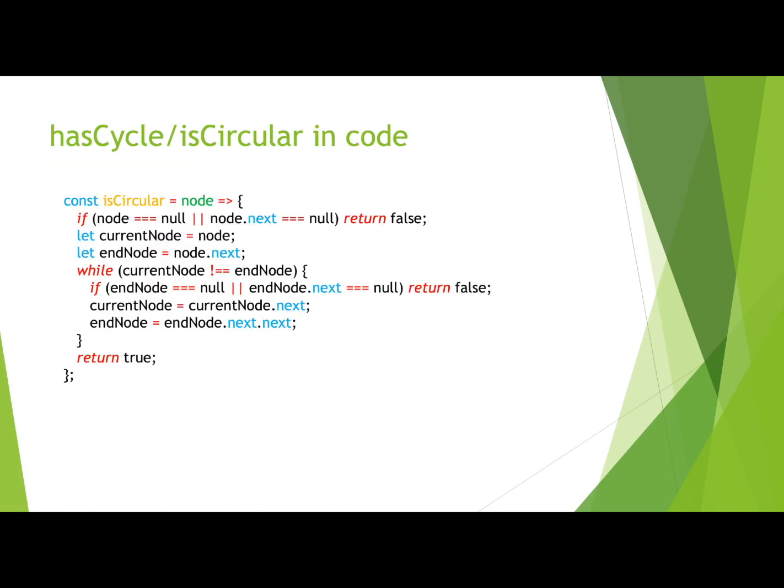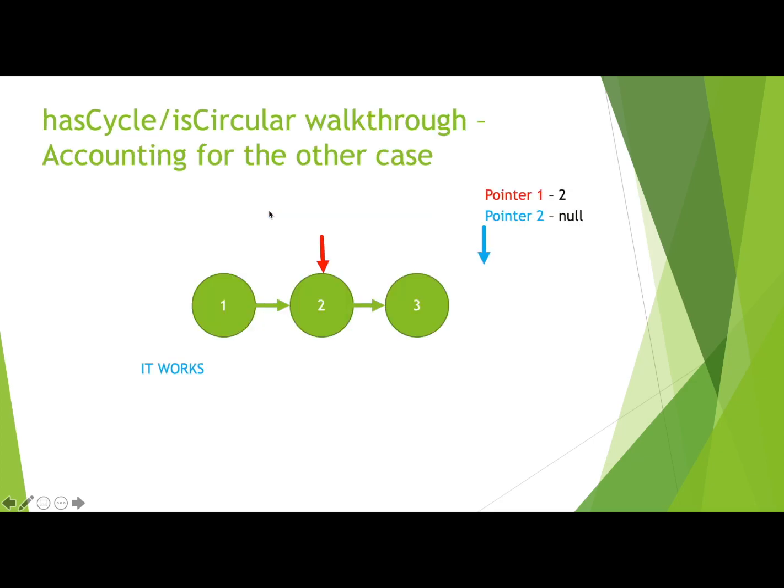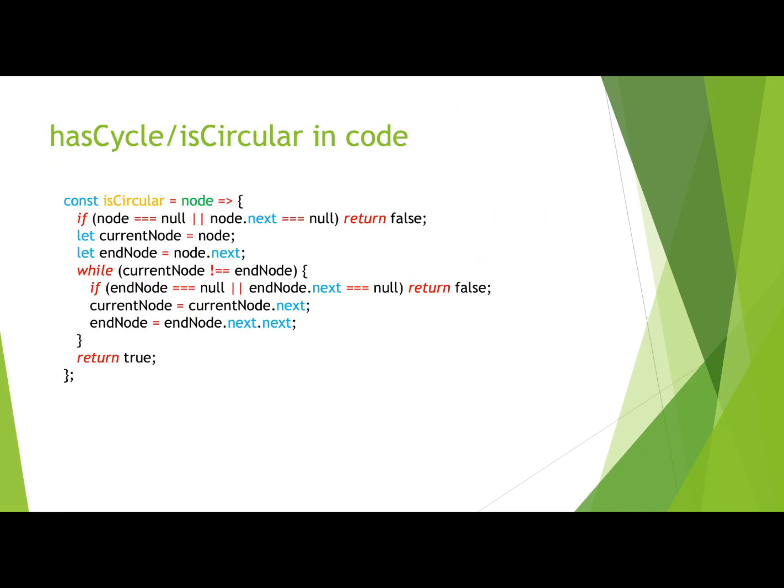So let's walk through this line by line. We're saying if the node is null, so this is just an edge case if they don't give us a node, or if node.next is null, so if we can't point at the next node here, then we'll just return false. That could also be a scenario where the head doesn't have a next anyway, so it definitely doesn't have a cycle, so we would just return false in that case.